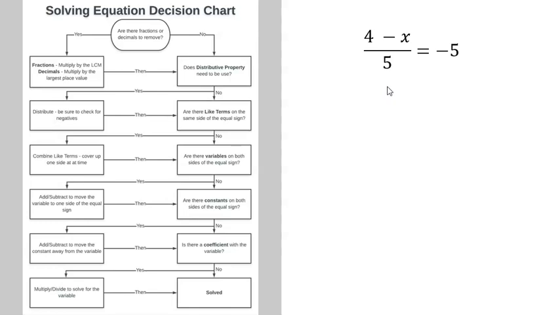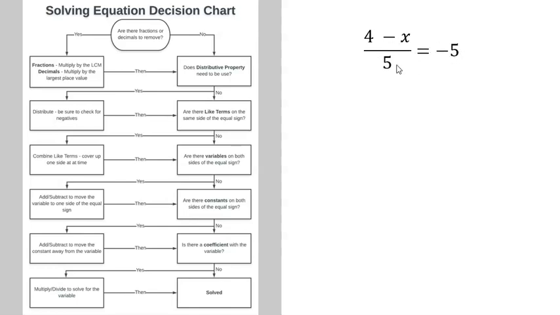Hello everybody, Miss Germany here again with yet another multi-step equation. This one is another one with a fraction, and what we have is the quantity of 4 minus x divided by 5 equals negative 5.